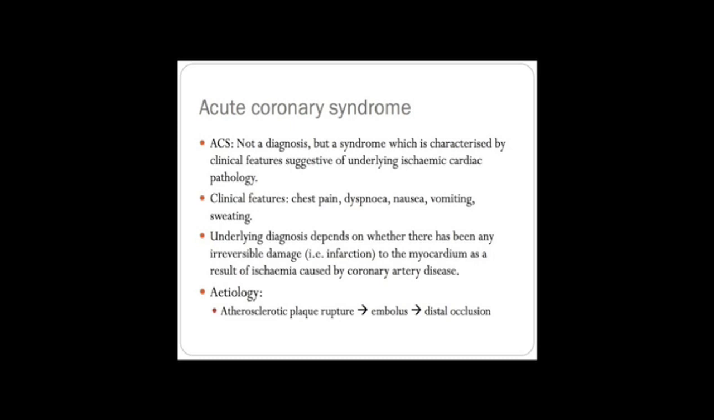And what the underlying diagnosis really depends on is whether the heart muscle has been damaged. And I'll come on to how you can work that out in a moment. And as we mentioned before, this idea of the atherosclerotic plaque rupturing and forming an embolus, that's often the cause of acute coronary syndrome, because this embolus completely blocks off the vessel.